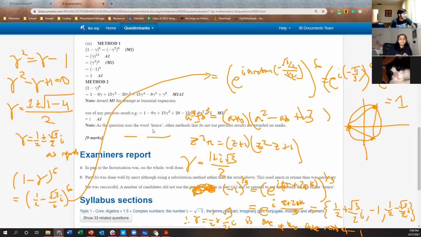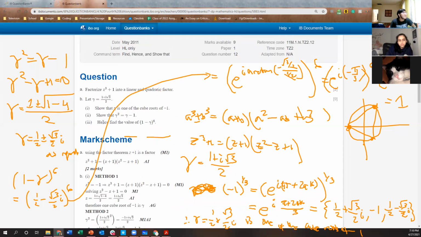Oh, I'm so sorry. Never mind. It wouldn't work because it says "hence." Yeah, it says "hence." So never mind. This solution wouldn't work. You can't do that. It wouldn't give you any credit.